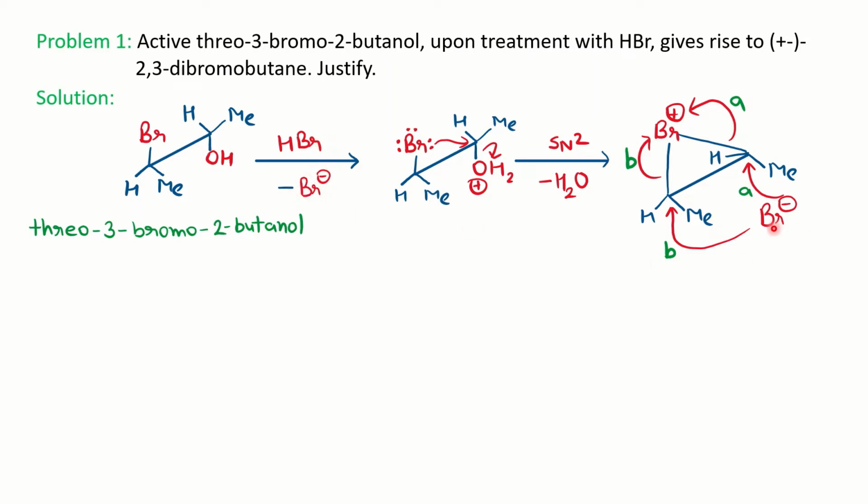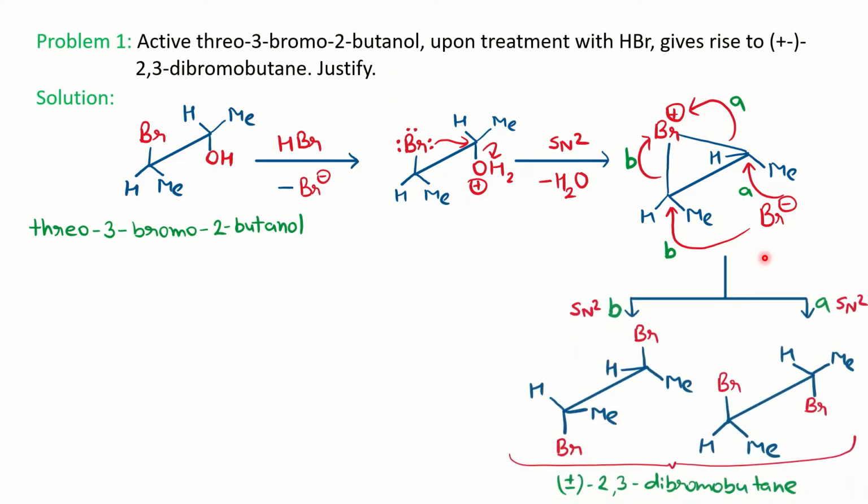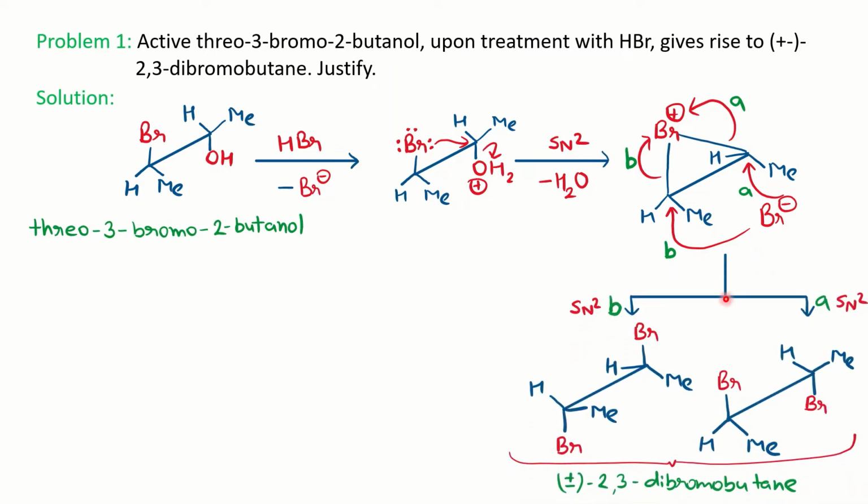So this Br minus can enter either from the A pathway or from the B pathway. So two possibilities are there for this Br minus to attack from the back side, which is the SN2 mechanism, right? So let's say if you follow the A path, this side it will open the ring. So Br is coming on the original position.